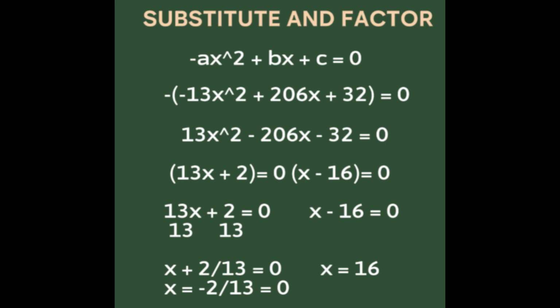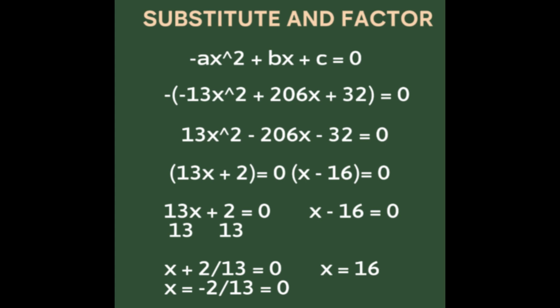Now after that we multiply it by negative 1, which turns into 13x squared minus 206x minus 32 equals 0. Now we factor, so it becomes 13x plus 2 equals 0 and x minus 16 equals 0. We copy down 13x plus 2 equals 0. Then we divide it by 13, so it becomes x plus 2 over 13 equals 0, which then we move, and it becomes x equals negative 2 over 13.